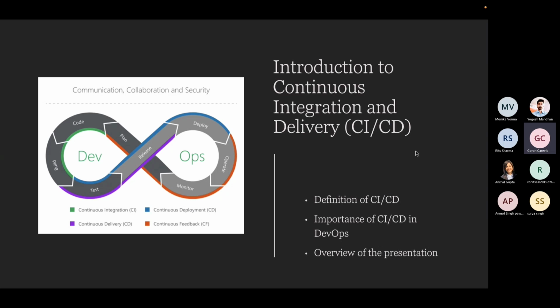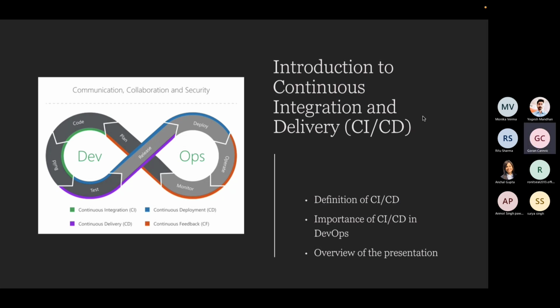So, what exactly is CI/CD? CI/CD refers to the practice of integrating code changes into a code repository several times a day and automatically building, testing, and deploying those changes to production. So basically, in other words, it's a process that automates the software development lifecycle and enables teams to quickly and efficiently deliver high-quality software to their customers.